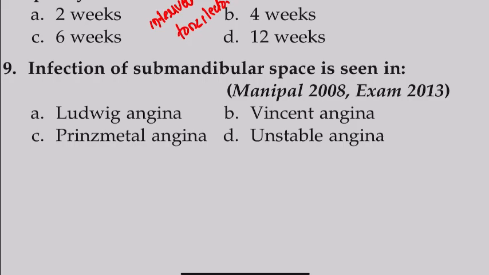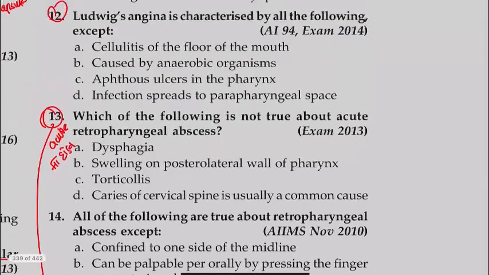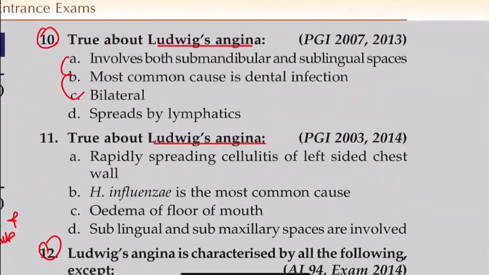Okay, now moving further, the next question is, what is true about Ludwig's angina? It involves both submandibular and sublingual space, that's right, spreading through spaces, right? Okay, it involves both submandibular and sublingual space, right? Now talking about the submandibular space, right? The submandibular space lies between the mucous membrane of floor of mouth and tongue on one side and the superficial layer of deep cervical fascia extending between hyoid bone and mandible on the other side.